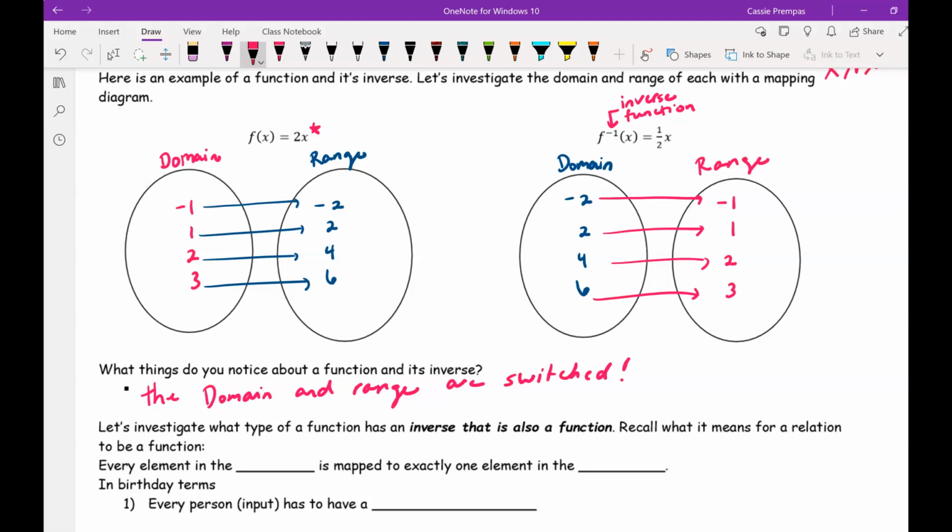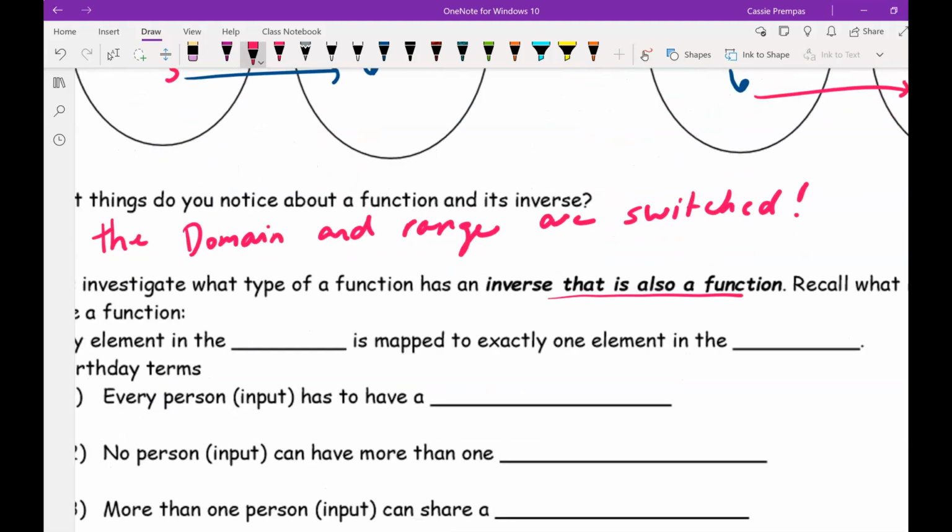Okay, so let's investigate what type of function has an inverse that's also a function. Every function has an inverse. You can always undo what's been done to x. But the question is, how do you know if the inverse is a function? Really, to understand this, we have to go back to, well, how do we know if something's a function? And we learned that in the last unit.